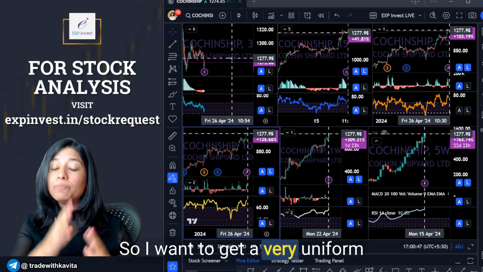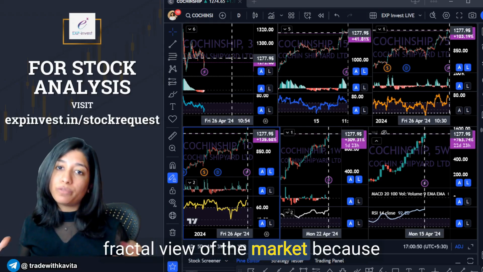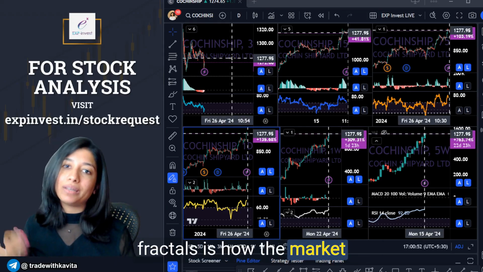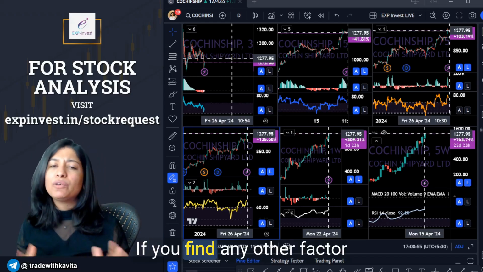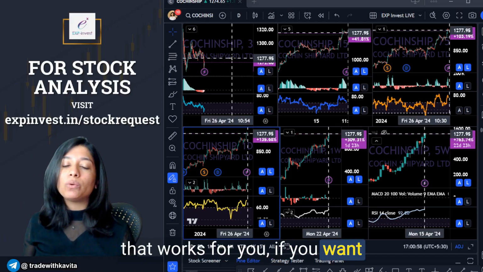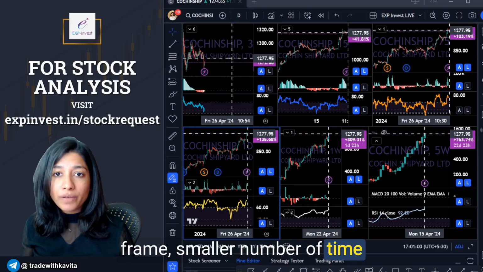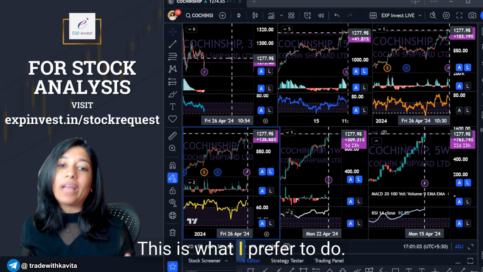So I want to get a very uniform fractal view of the market, because fractals is how the market unfolds at the end of the day. If you find any other factor that works for you, if you want to work with a smaller number of time frames, that's totally up to you. This is what I prefer to do.